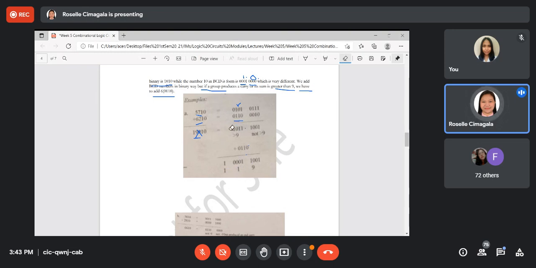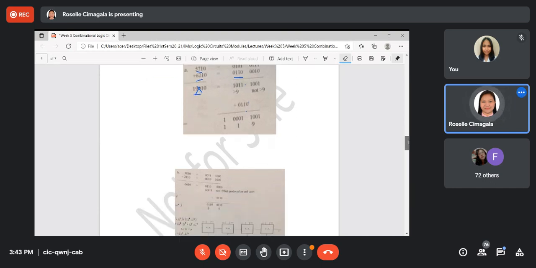So again, if the answer is more than 9, meaning we carry, we add 6 to that answer, and then we get the BCD answer. So the answer for this is 119. It's not 199, that was a clerical error. It's base 10, class.